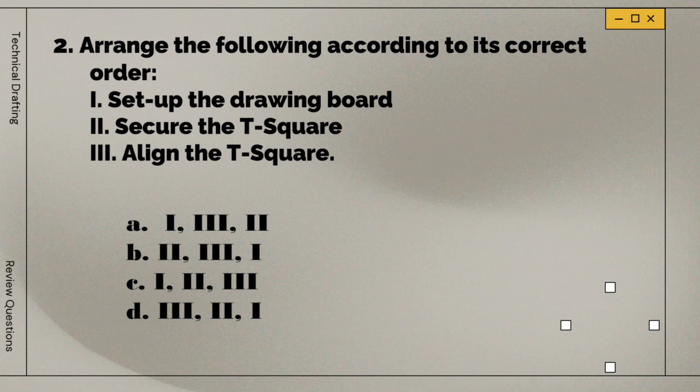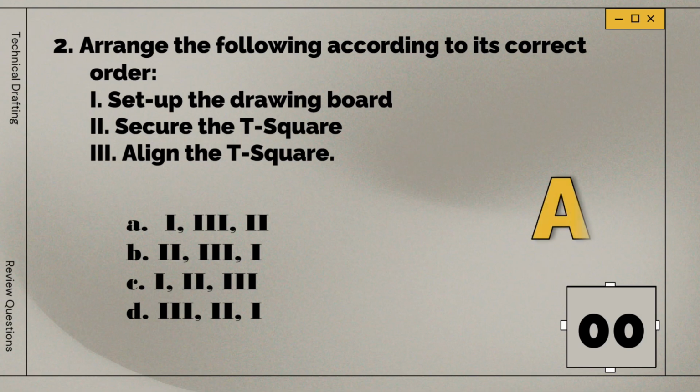Number 2. Arrange the following according to its correct order. 1. Set up the drawing board. 2. Secure the T-square. 3. Align the T-square. The correct answer is letter A. 1, 3, 2, in that order.